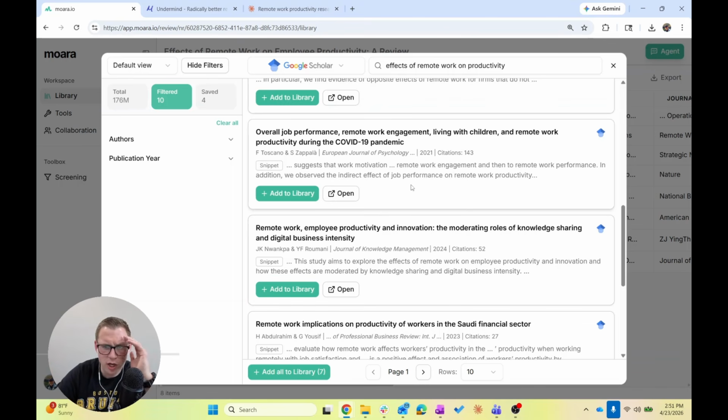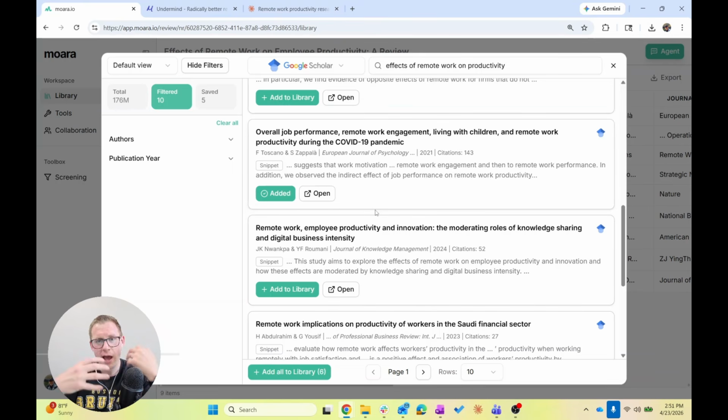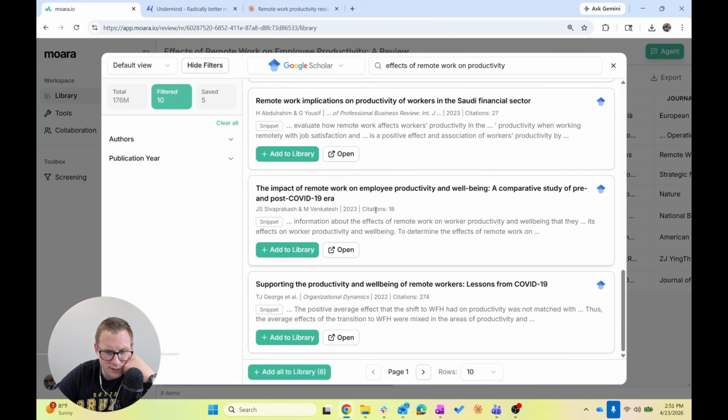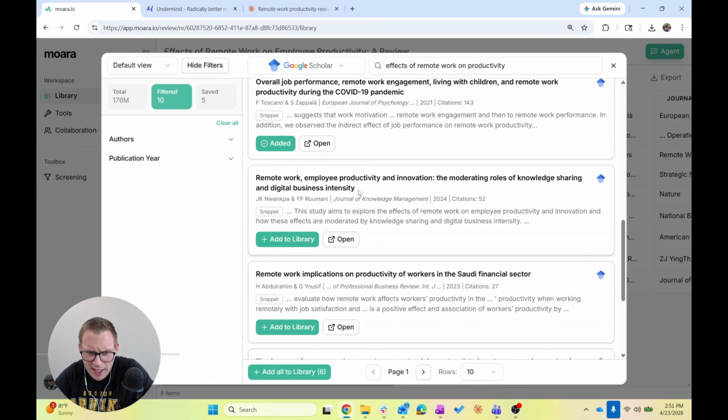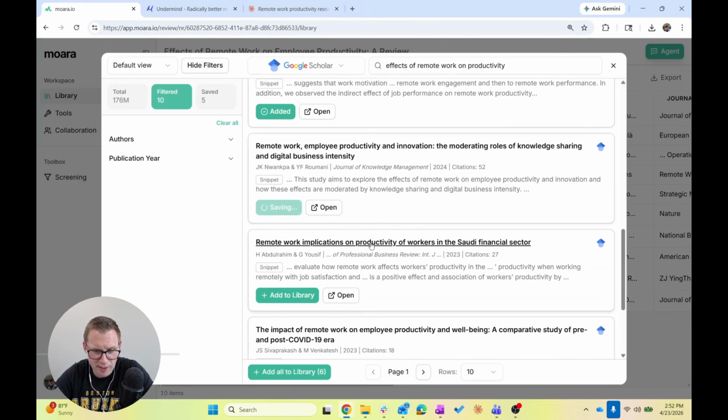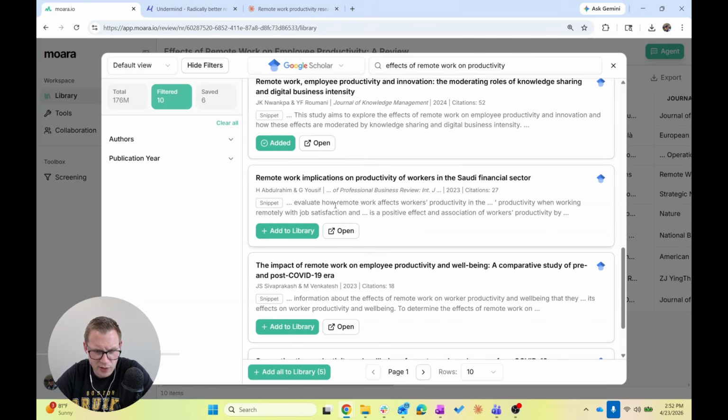Overall job performance, remote work engagement, living with children, remote work. I want that because this is a really juicy topic, right? We've got to figure out how to account for the other factors involved. Okay, remote work, employee productivity, and innovation: the moderating roles of knowledge sharing and digital. I want that one because I talked a lot about innovation. I want to know innovation, job training, etc.